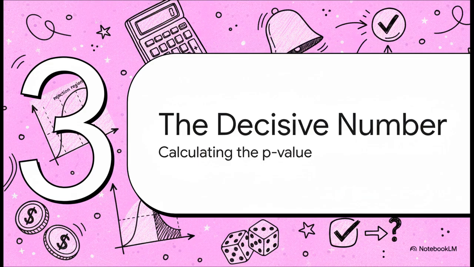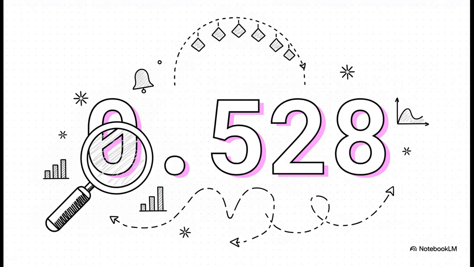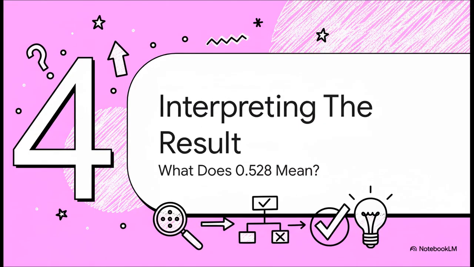And that number is called the p-value. And here it is. For our student example, the calculated p-value is 0.528. This little number is the key to our whole investigation. So what does it actually mean? This is where it all comes together. We have our results, and now we just need to interpret it to make the final call.